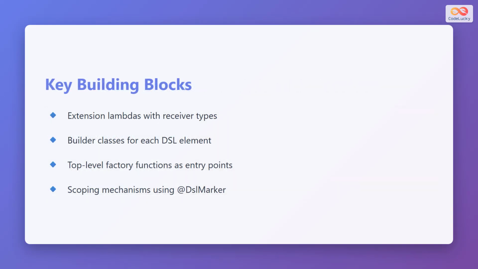To create your own type-safe builders, you need to understand 4 key building blocks. First, extension lambdas with receiver types, which we just discussed. These allow you to define functions that operate in a specific context. Second, builder classes for each domain-specific language element. Each part of your domain needs its own class. Third, top-level factory functions that serve as entry points to your builder. These are the functions users call to start building. And fourth, scoping mechanisms using the DSL-marker annotation. This prevents unwanted scope mixing and makes your domain-specific language safer to use.